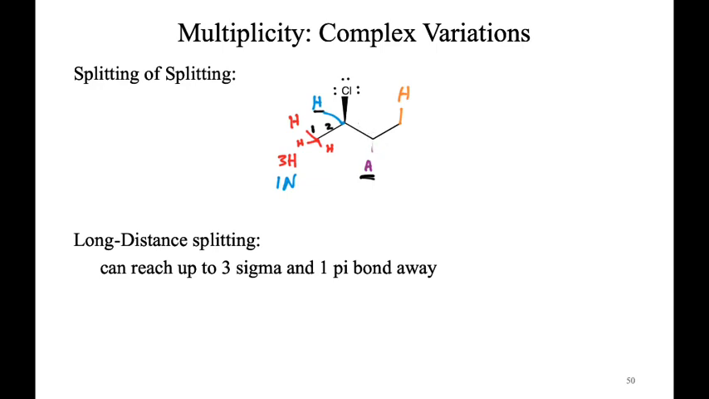Okay? So how many neighbors do I have? 1. So 1 neighbor, how many peaks would that be? 2, and I get 2 peaks. That is oftentimes referred to as a doublet because there's 2 of them, double. 1 neighbor, 2 peaks, or a doublet.